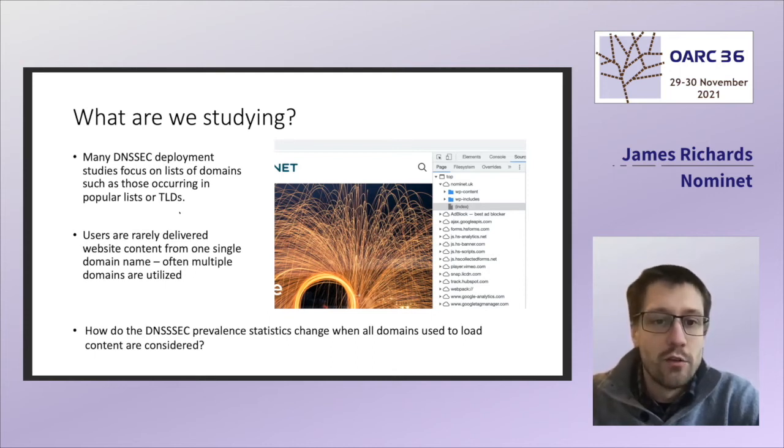So if we have a look here on the right, this is our corporate website, nominet.uk. But there's actually quite a lot of domains used to deliver content from other places, images or scripts or analytics, etc. So the question I've been asking myself is, how do the DNSSEC prevalence statistics change when you include all of these other domains? And what interesting methods could we use to quantify it, I guess.